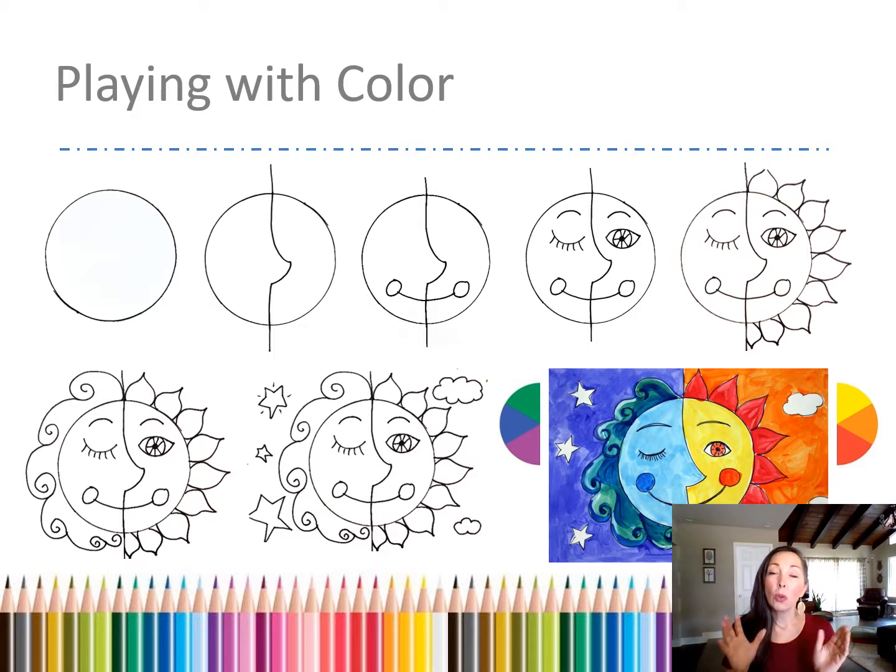So we use this plastic palette, we fill those wells up with the colors, the warm colors on one side and the cool colors on the other side. And it just kind of helps them not to mix those colors together, and also gives them a visual of warm versus cool colors. So we want to explain this project to them completely before you pass anything out.